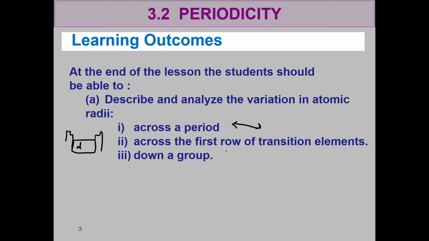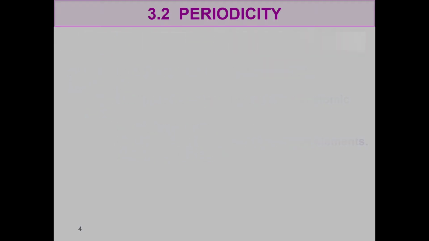And another one is down a group. So for chapter 3, almost all the questions are the same. They will ask across the period or down a group, or across the first row of transition elements may come out, maybe not. That's it. So we will discuss the trend, looking at the differences in the elements across the period and down a group.